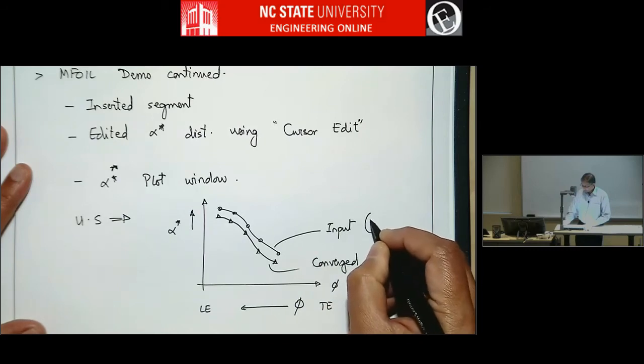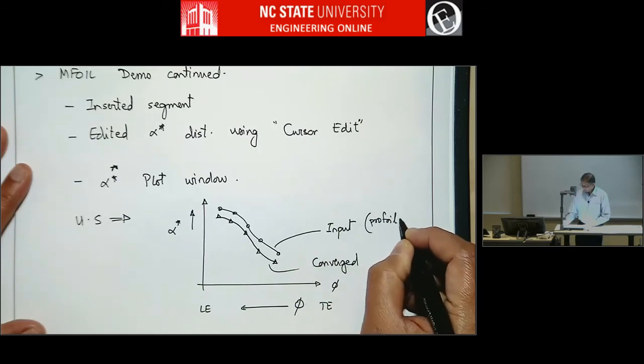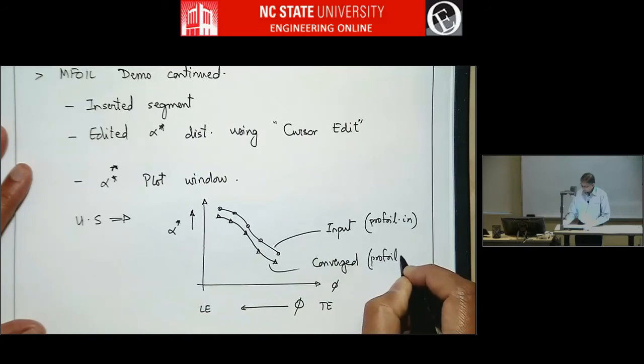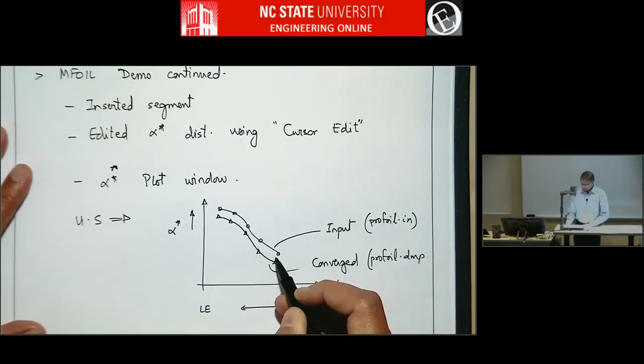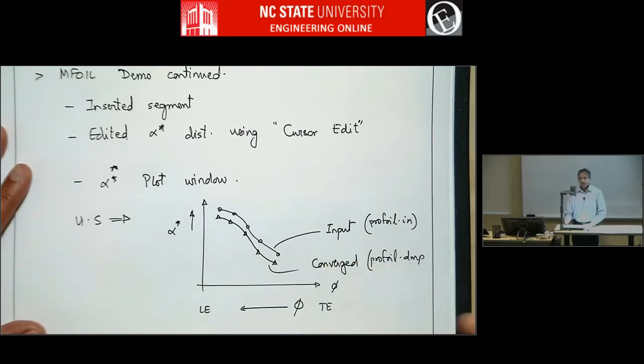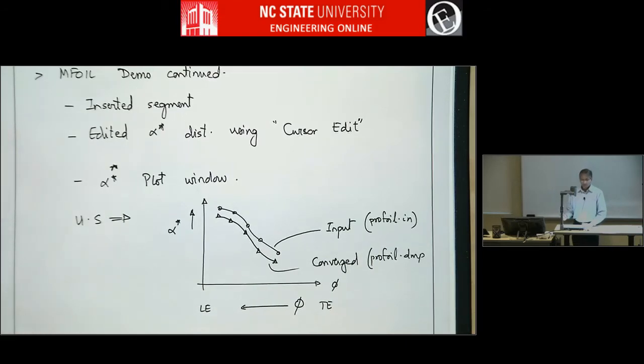So this is what is in profile.in and this is what is in profile.dmp. And there will be two of these. The green solid line like this will be the current airfoil. The white dashed line will be the previous airfoil. So there will be 4 lines. Sometimes they'll all be one behind the other. It all depends on what's happening.